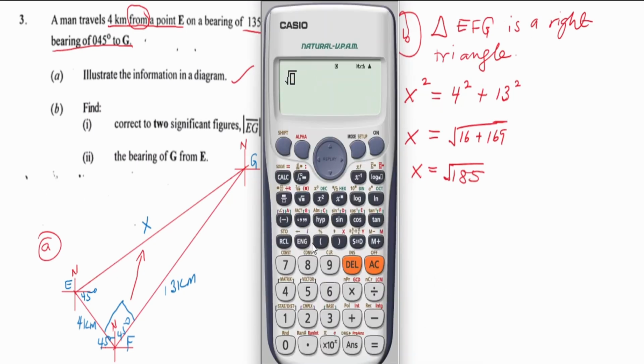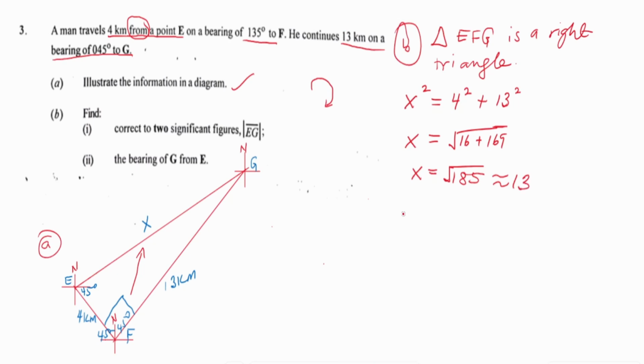And now we take the square root of the answer. Square root of 185, then SD gives us 13.6015. Let me write that. 13.6015.